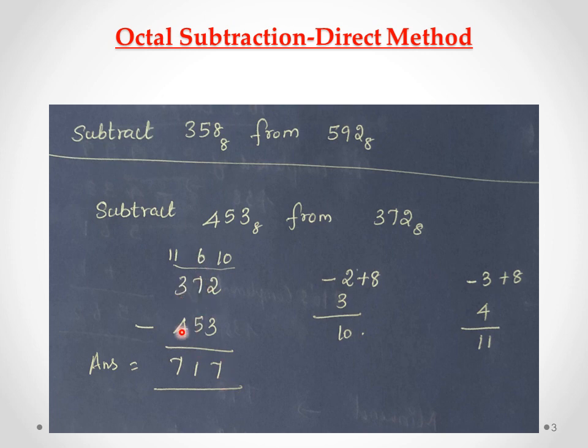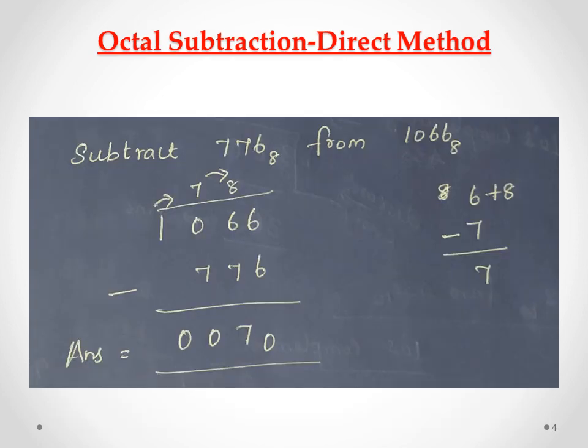Now 3 minus 4. Again the smaller case arises, so I'm getting the carry. That means I'm adding 8 with the 3, so this will change to 11. Now 11 minus 4 is 7. This is the answer. Now subtract 776 from 1066.